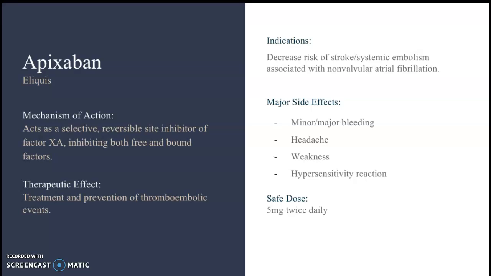Side effects include easy bruising, unusual bleeding in the nose, mouth, vagina, or rectum, bleeding from wounds or needle injections, and bleeding that will not stop. It could also cause heavy menstrual periods in women, headache, and weakness. Patients who are on this drug may experience lightheadedness. Serious side effects include urine that looks red, pink, or brown, black or bloody stools, and coughing up blood or vomit that looks like coffee grounds. The recommended safe dose for adults is 5 milligrams twice daily.